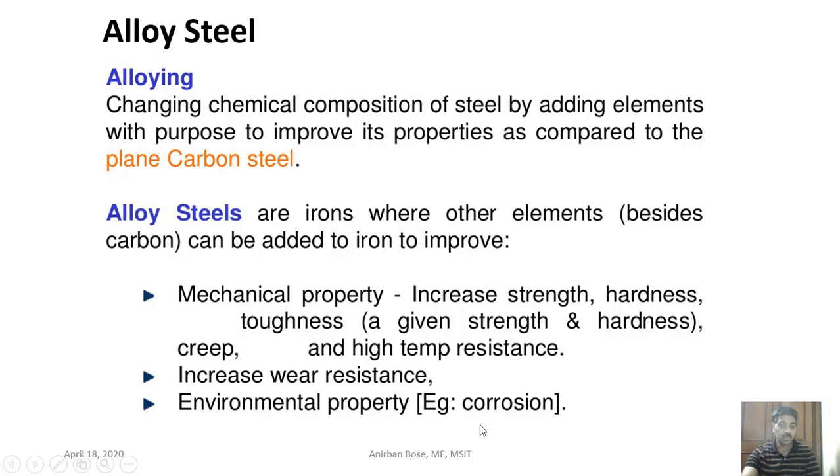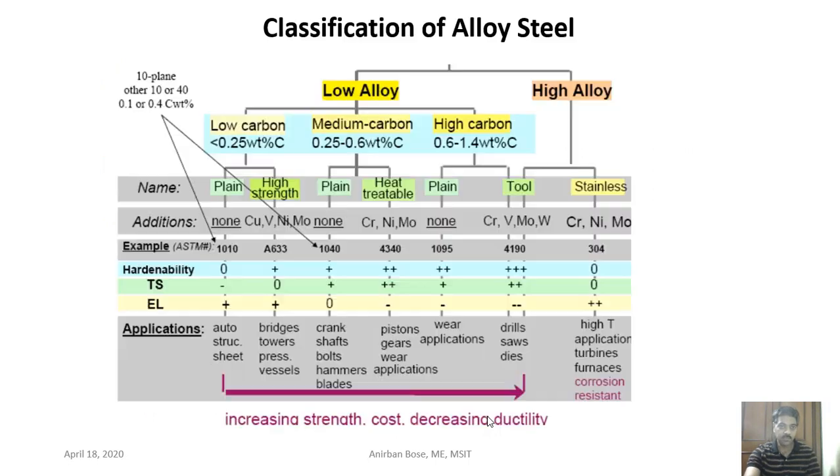Not only that, corrosion is a big problem. Depending upon marine applications or other applications where the environment can damage the material from its surface, some alloying elements are very helpful to reduce these effects. So alloying elements are very important to bring about all this improvement in the properties.